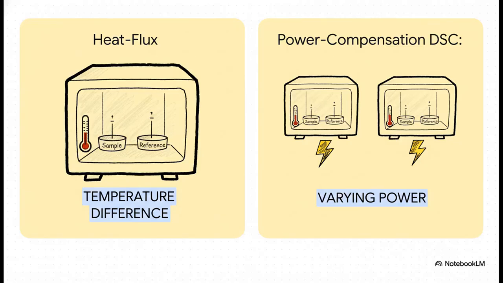Now you'll run into two main flavors of DSC instruments. The heat flux type has one furnace for both pans, and it measures the tiny temperature difference that develops between them. The other kind, power compensation, actually has two separate mini furnaces, and it measures how much power it takes to keep them at the exact same temperature. They get to the same answer just by taking slightly different paths.